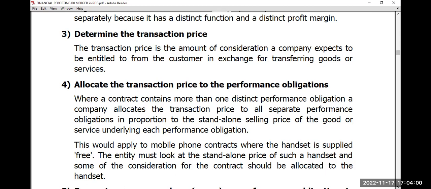And we are saying that the transaction price is the amount of consideration a company expects to be entitled to from the customer in exchange for transferring goods or services. We are saying that for us to determine the transaction price, it doesn't mean that the person is supposed to pay us there and then. The money may come at a later date, and we shall see how we are going to be treating all those amounts that are going to be coming in at a later date.